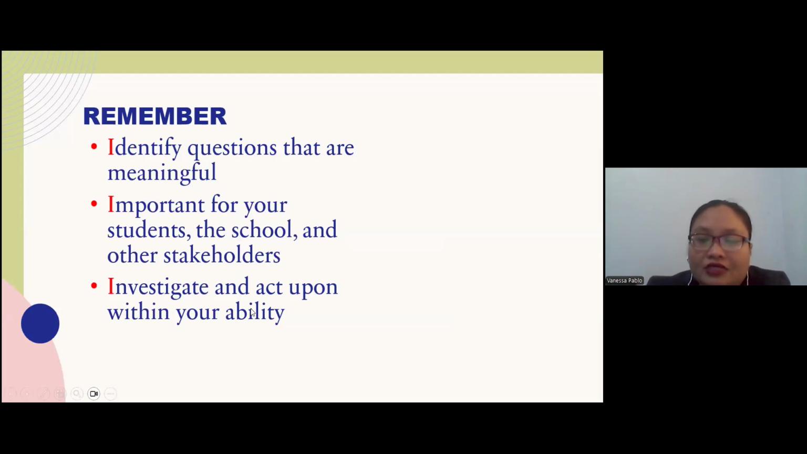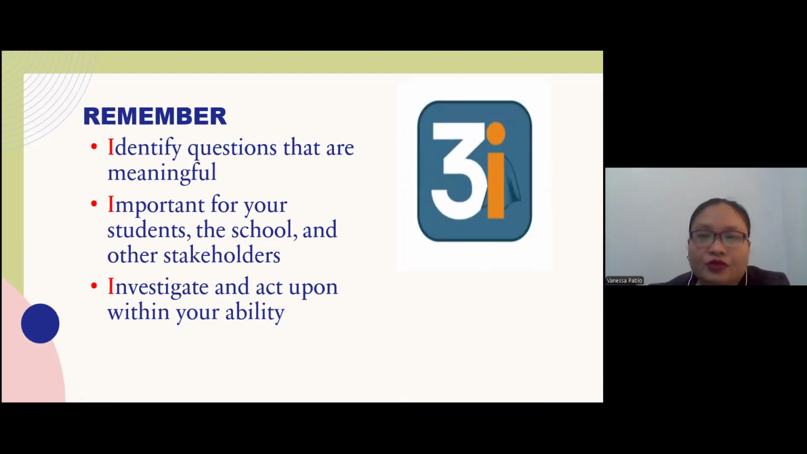So investigating and acting upon your ability, we have to consider also different limitations as a researcher. It requires certain practice. It requires continuous learning so that we will be able to upgrade such ability. There are times we cannot finish a research because we investigate or explore beyond our ability. So for newbies or for first-time researchers or not yet a research practitioner, I advise to investigate first within your ability, or act upon your ability, so that you will be able to address such weakness and then continuous learning. So these are the 3 I's to remember.